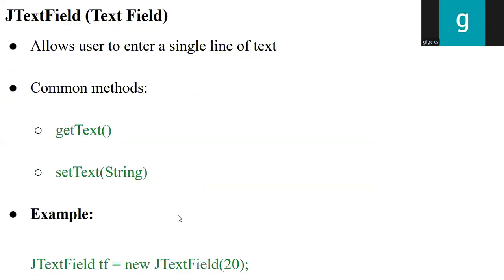Okay. Next is text field. Text field allows the user to enter a single line of text. Common methods are getText and setText. Here is the example to create the text field. tf is the object of that particular text field, and I have given 20 as a parameter. 20 is nothing but the 20 character limit for the text field.